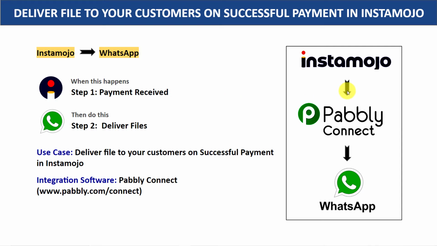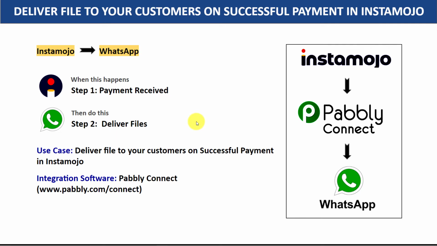But there's an issue, and the issue is both InstaMojo and WhatsApp do not have any sort of direct integration between them, and that is why we are going to use automation software Pabbly Connect. With the help of Pabbly Connect, we can transfer the data from InstaMojo to WhatsApp. And the best part here is we do not require any knowledge of coding. So let me show you this on my screen.